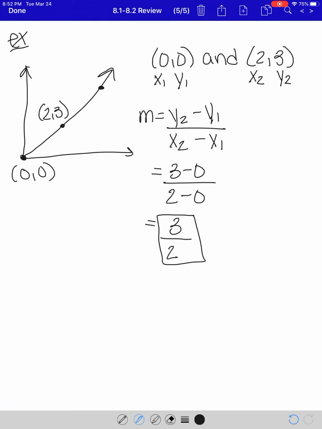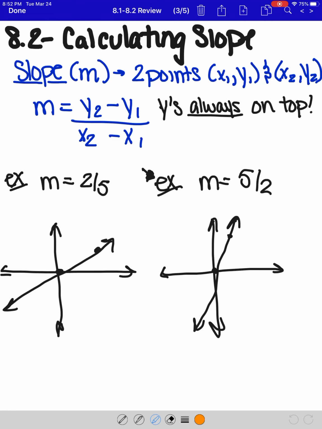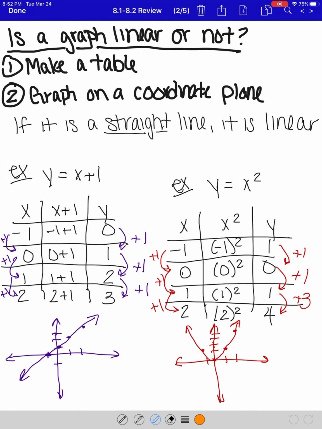Okay, so hopefully that helps you with slope. No matter what, you're picking 2 points. You're labeling those 2 points. So any 2 points, label, formula, which is this one, m equals y2 minus y1 over x2 minus x1, and then solve for m. Okay? Hopefully that helps us with slope and that helps us with graphing linear equations.